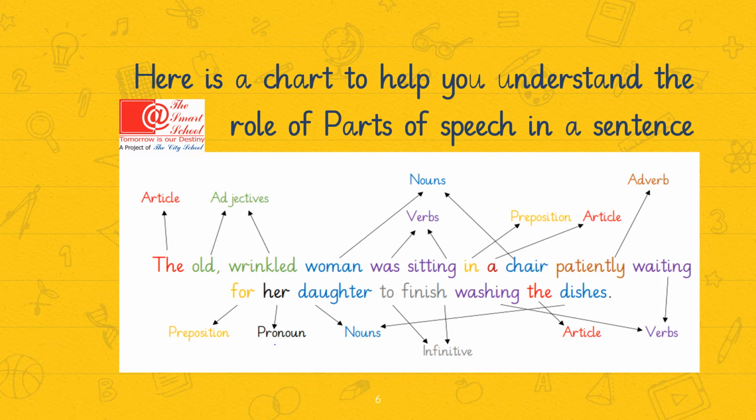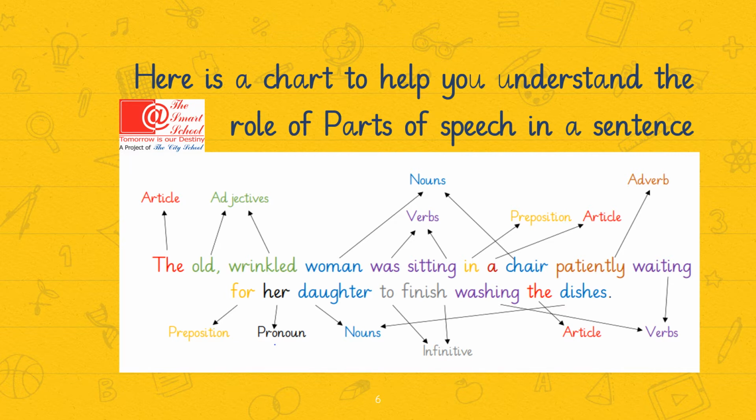In tells us the position of the woman. A is an article. Chair is again a noun because it is a name of an object. Now look at the word patiently. Patiently tells us more about how the woman is sitting. And that is why patiently is describing a verb. Therefore, it became an adverb.